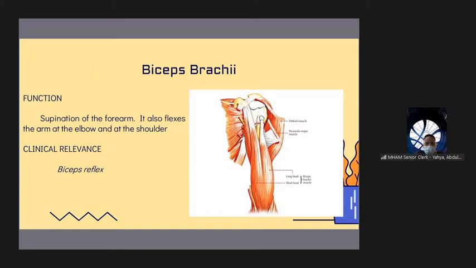The biceps reflex is tested during physical examination by tapping the tendon of the biceps brachii with a reflex hammer, with the forearm pronated and partially extended at the elbow. Normally, the reflex will be a brief jerk-like flexion of the elbow. The normal reflex also confirms the integrity of the musculocutaneous nerve and the C5 and C6 spinal segments of our body. Next slide, please.